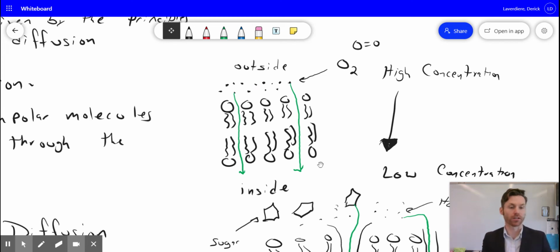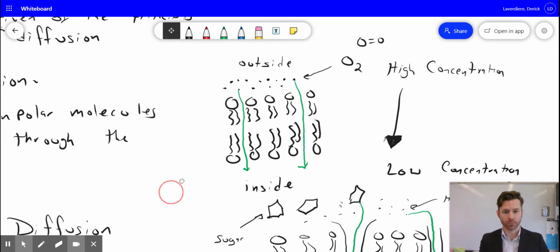We call that state equilibrium, balanced. So that's simple diffusion. Small nonpolar molecules go right across the membrane from high concentration to low concentration. Cool?